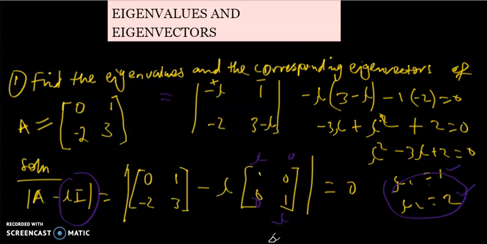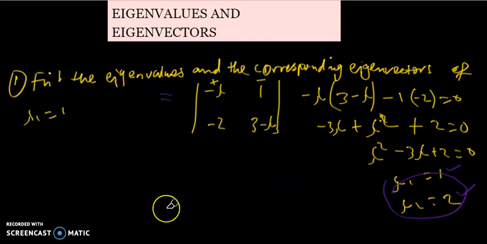We are going to use these eigenvalues to find the eigenvectors corresponding to lambda 1 and lambda 2. So let's do that. Here we have first lambda 1 is equal to 1. So solving for the eigenvectors, let's replace 1 where we have lambda.